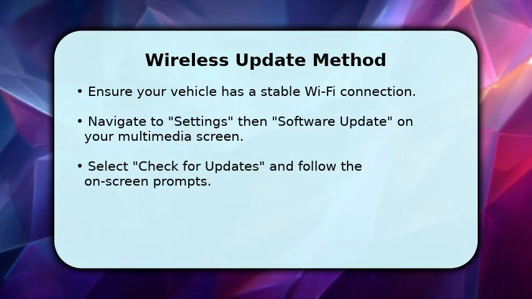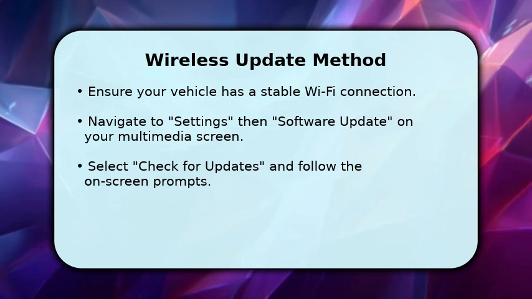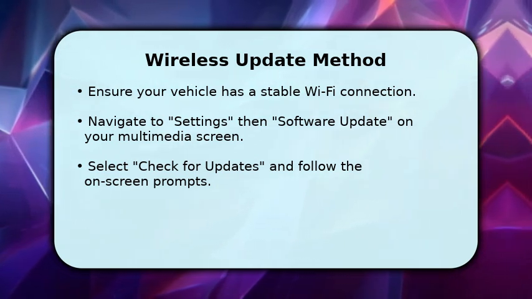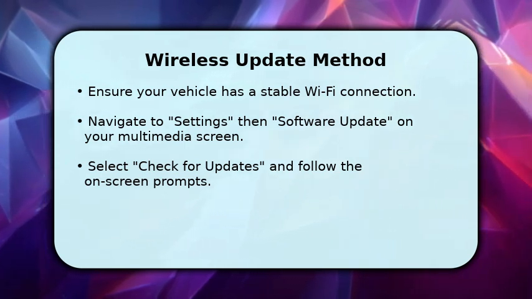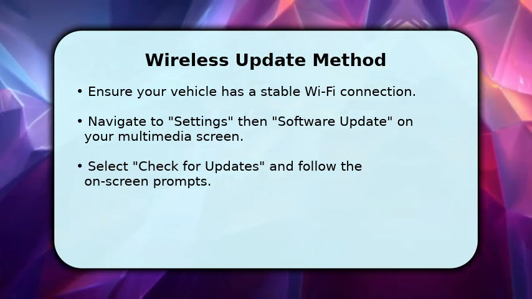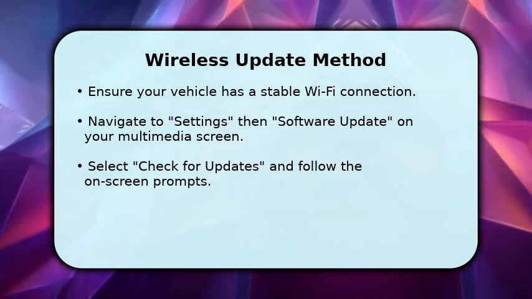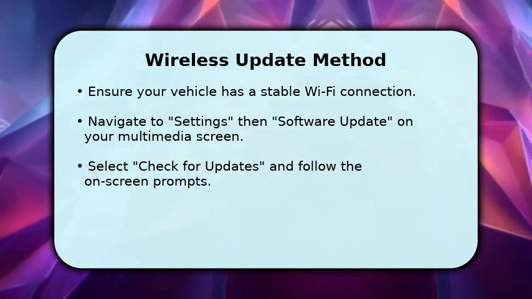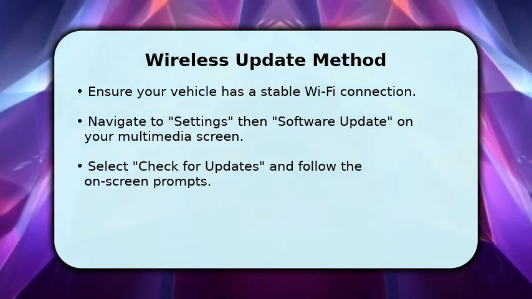For a hassle-free experience, many Toyota vehicles support wireless or over-the-air updates. First, ensure your car has a strong Wi-Fi connection. Then, navigate to the settings menu on your multimedia screen, usually represented by a gear icon. From there, select Software Update and choose Check for updates. Simply follow the on-screen prompts, accept the terms, and let your system download and install the latest software automatically.